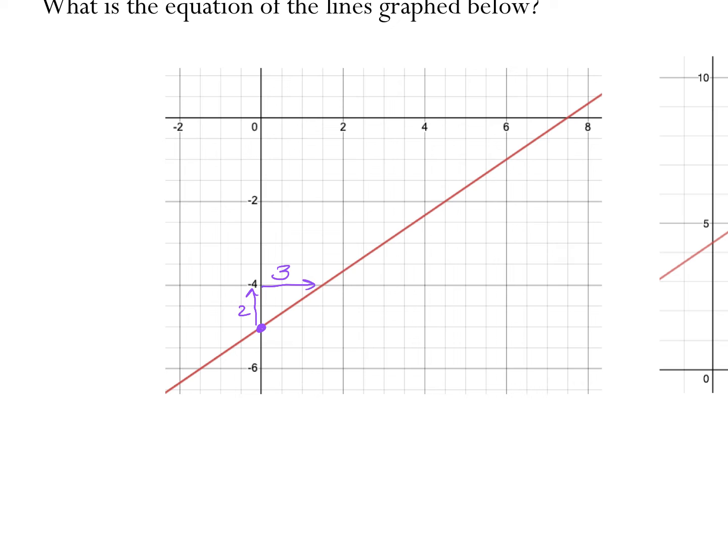Wait, it goes negative 4, negative 6. Wouldn't that only be 1, not 2? This is negative 5. How do you go from negative 5 to negative 4 and 2? But this is, I see what you're saying. If I use two coordinate pairs where we have the full set of points, this is going up.